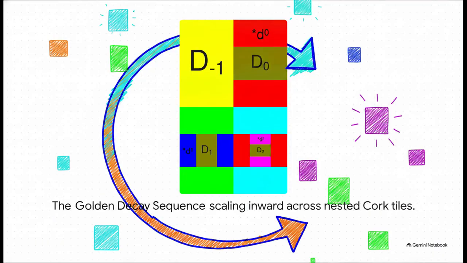What we're looking at here visually illustrates the golden decay sequence. It's literally a map of 2D space scaling inward across these nested geometric shapes, which the author calls cork tiles. We're going to zoom in and track this beautifully colorful progression, tile by tile, so we can figure out exactly why those spatial area exponents are skipping the even numbers entirely.